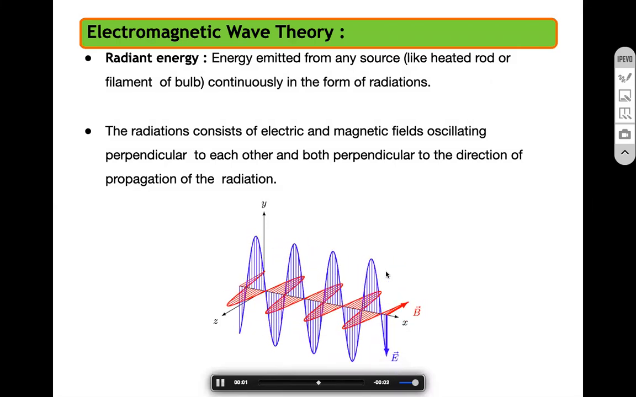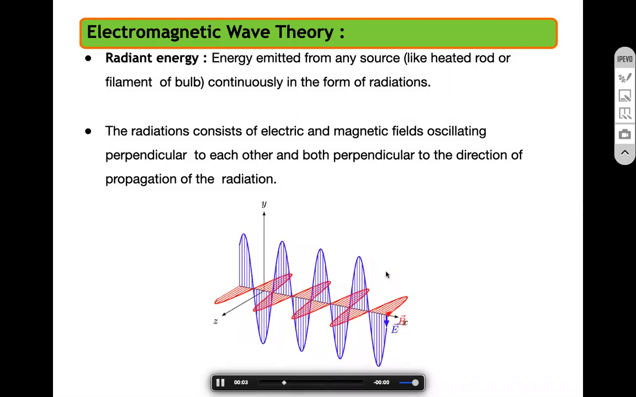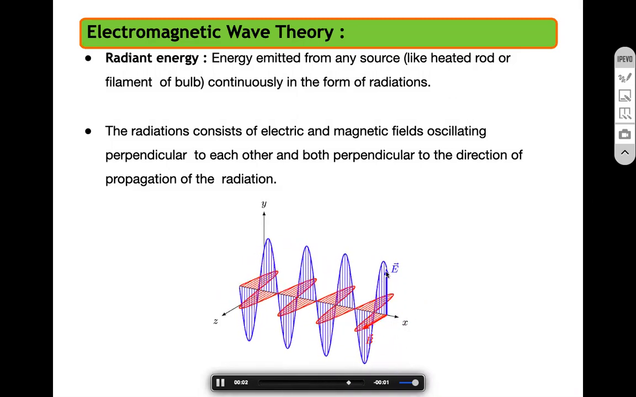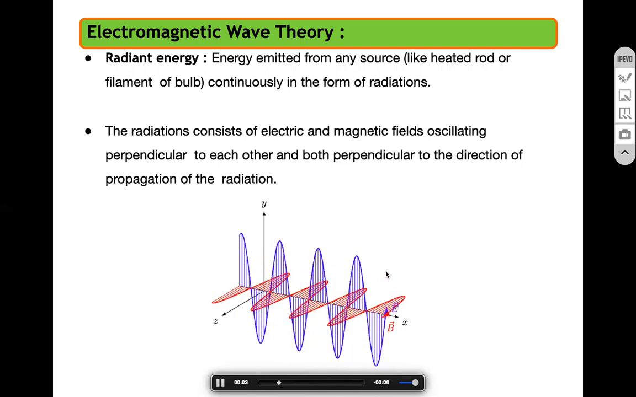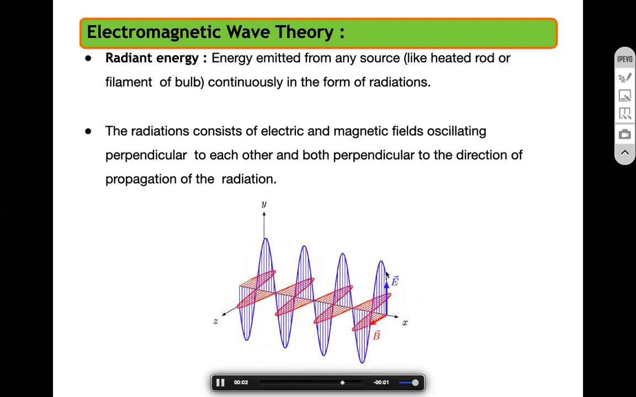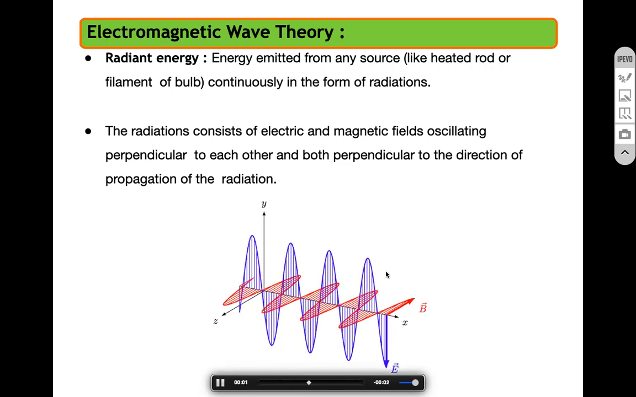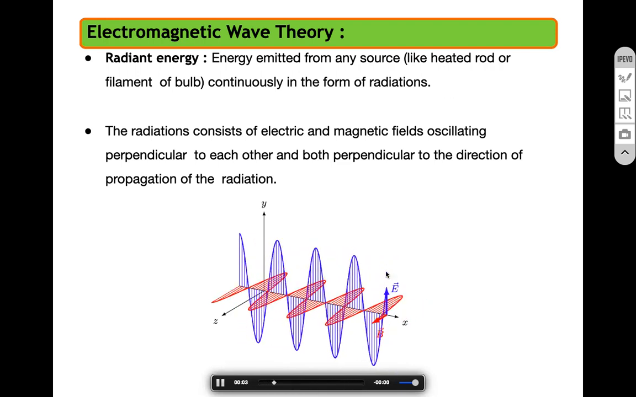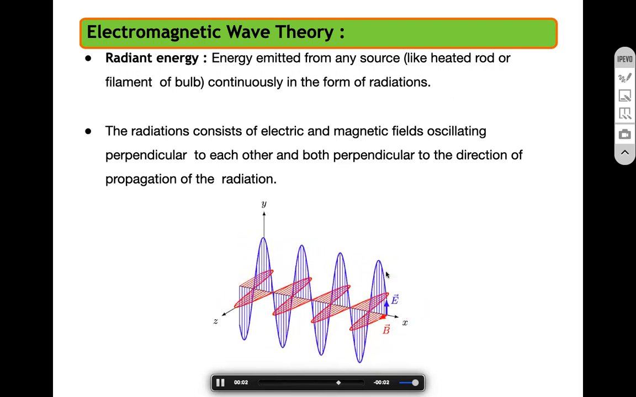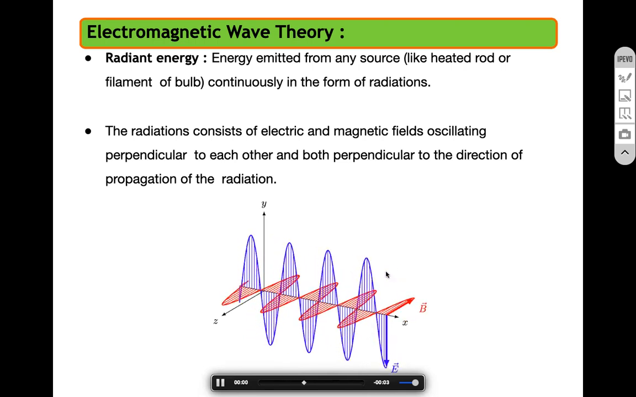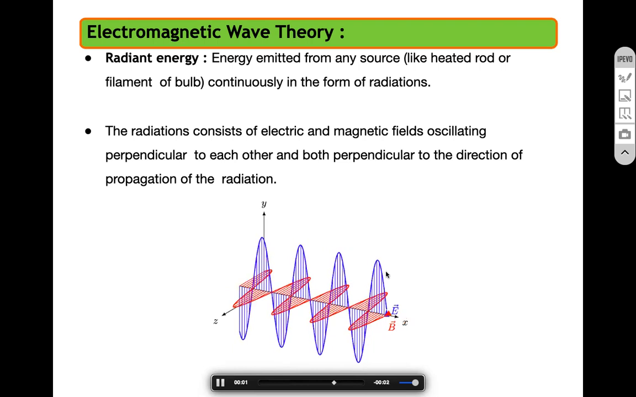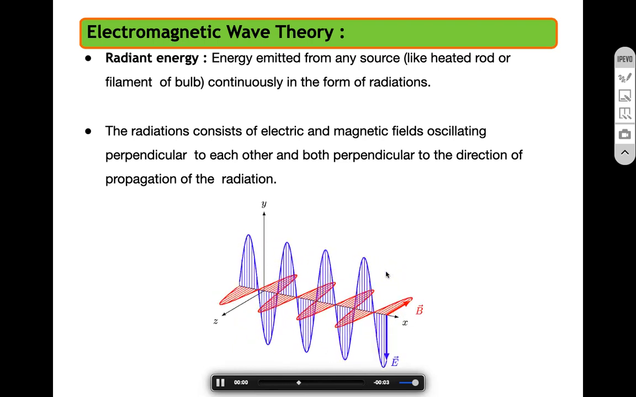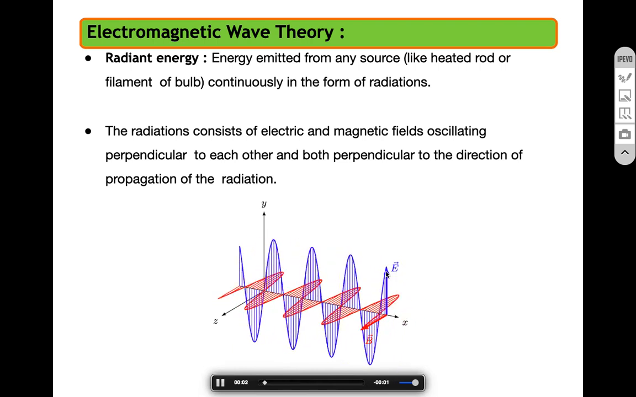One wave is generated in the perpendicular, let's say y-x plane. Other wave is generated in the z-x plane. So the radiation consists of electric and magnetic field oscillating perpendicular to each other and both perpendicular to the direction of propagation of radiation. First of all, they are perpendicular to each other.